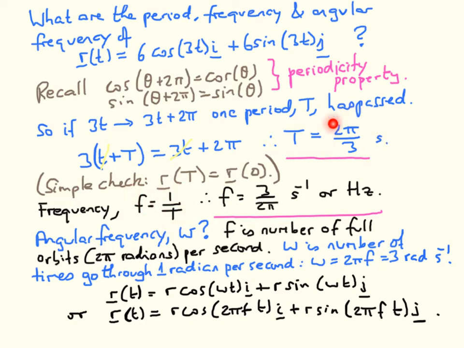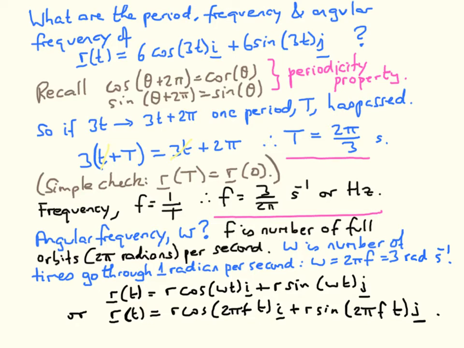This is the period, and its reciprocal is just 3 over 2 pi. And all I've used here is that if you divide 1 by a fraction, that's the same as multiplying 1 by the reciprocal of that fraction. So I just put the numerator on the bottom and the denominator on the top, as I did here. So the frequency is 3 over 2 pi per second, or 3 over 2 pi hertz.